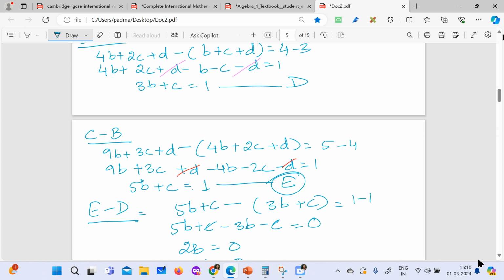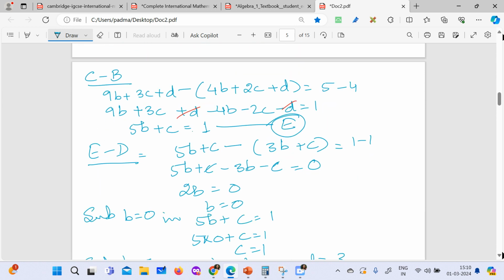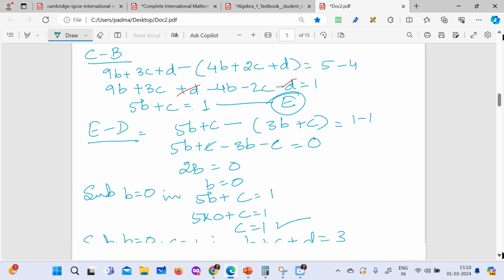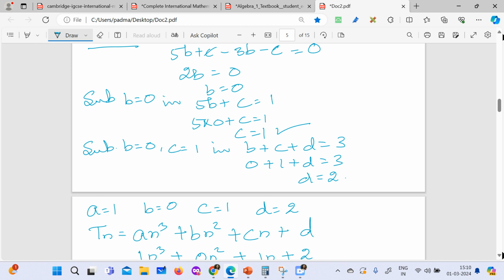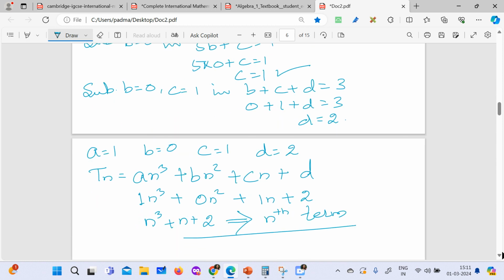Okay, so when you subtract, you are getting the value of b. And once you have the value of b, you can substitute in any equation where you have just two variables b and c, you can get the value of c, right? Yes, miss. And then you can choose another equation where you have d also. So we have taken b plus c plus d is equal to 3, that is our equation a, and here we substitute all the values, you get the value of d. And now when you have all the values of a, b, c and d, substitute in the nth term equation of cubic sequence, and you get the nth term like this. Clear? Yes, miss. Okay.